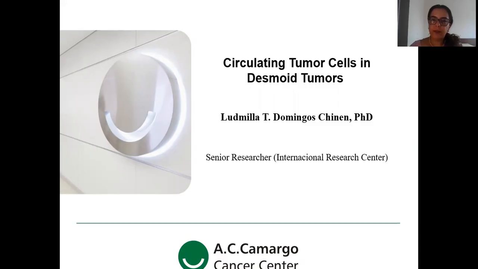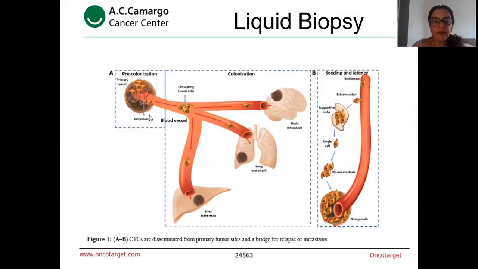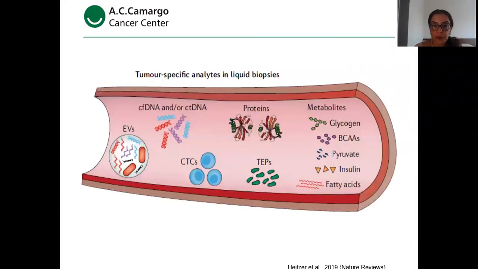I will talk about circulating tumor cells in desmoid tumors. The primary tumor releases circulating tumor cells in the blood that can reach distant sites and form metastases many years after this first release. The primary tumor can also release other components, such as circulating tumor DNA, extracellular vesicles, proteins, tumor-educated platelets, and metabolites.